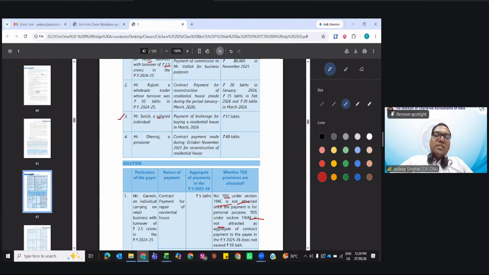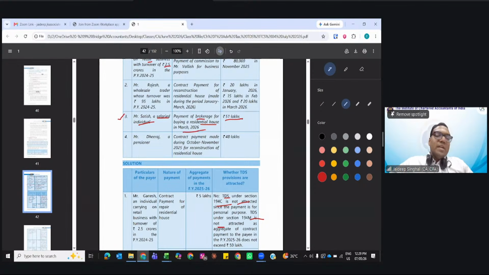Third scenario, Mr. Satish, a salaried individual. He is paying the brokerage to buy a residential house in March 2026. The brokerage amount is 51 lakhs. Is TDS applicable under 194H? Is a salaried person covered in 194H? The answer is no. So they will be covered in 194M.